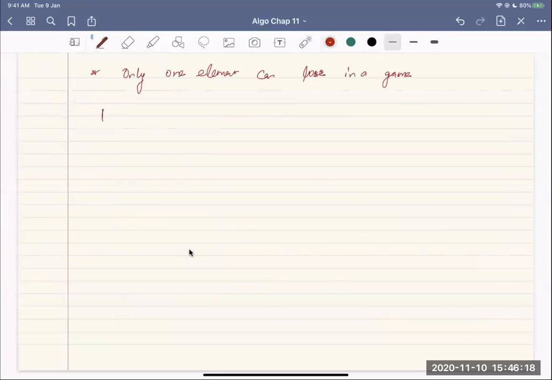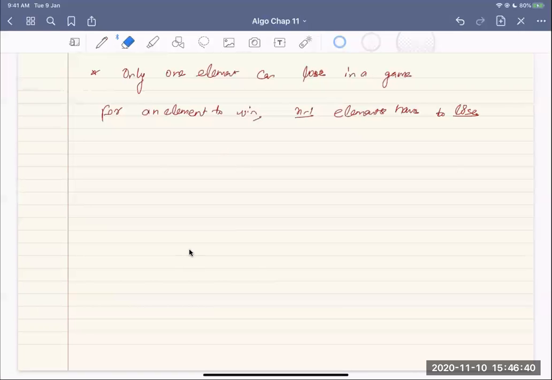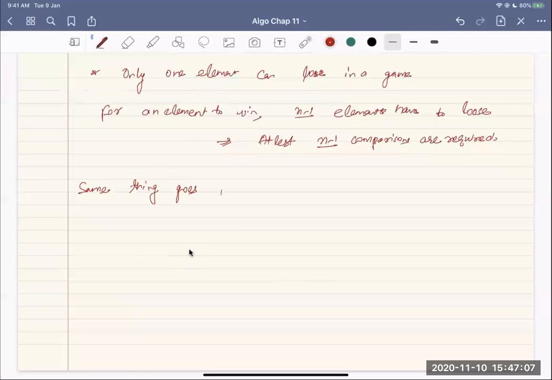So for an element to win, n minus one elements have to lose. Unless you lose, you are still in the game. That means there have to be at least n minus one games, so at least n minus one comparisons are required. And the same thing goes for finding the minimum element. We knew that max and min can each be found using n minus one comparisons.